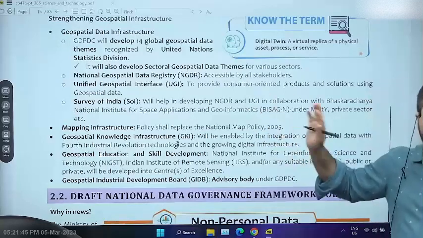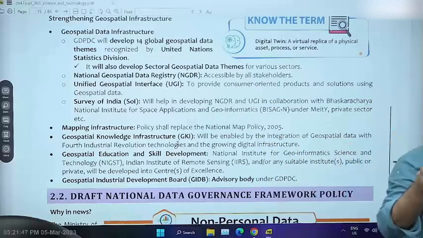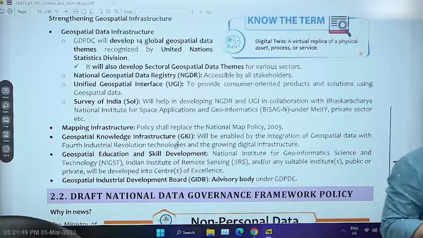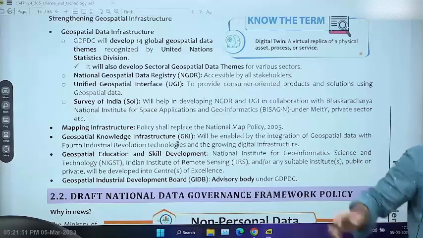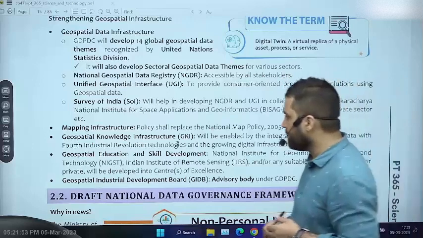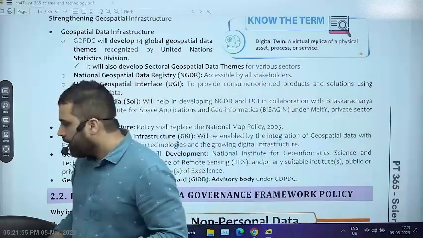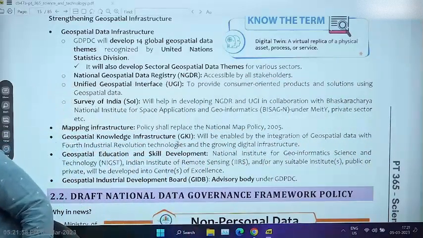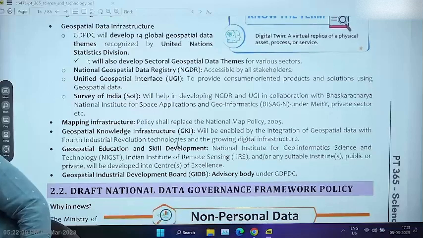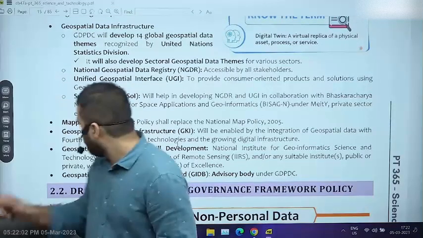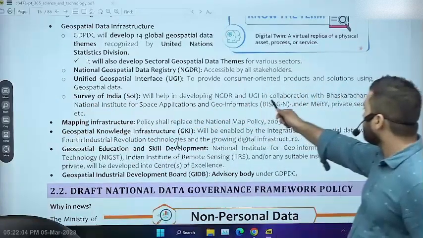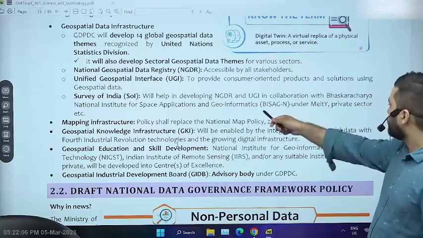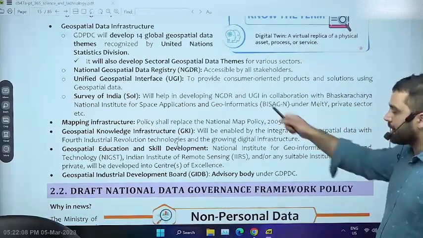Main इसका goal ये है कि जो भी आप sophisticated regional level के जो maps देखते हो, all of those maps are prepared by Survey of India as a body. And by the way, one important aspect of this is that it will help in developing collaboration, geoinformatics under MITI, private sector, etc.